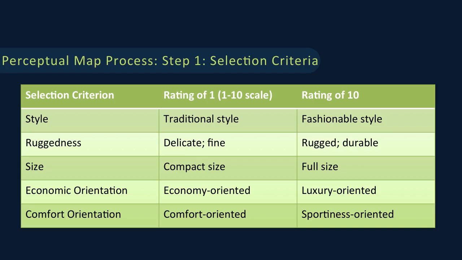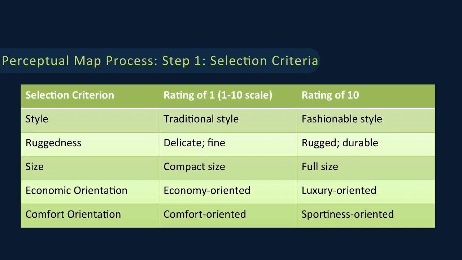For example, if style is a criterion, some people might prefer a traditional style, which we could designate on the survey as a score of 1 on a 10-point scale, and some people might prefer a fashionable style, which we could designate as a 10 on a 10-point scale. Someone between those two extremes would rate a 4, 5, or a 6.